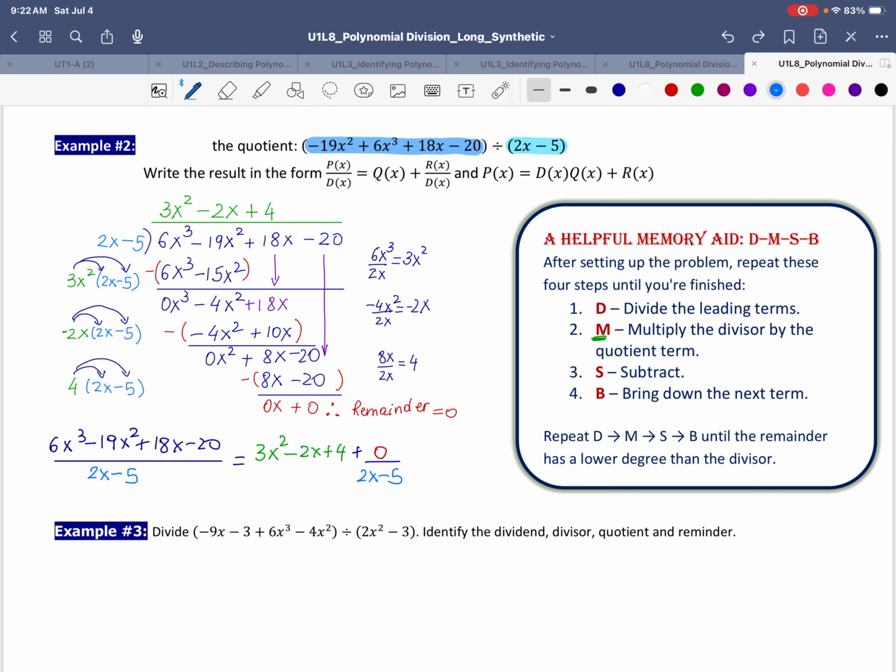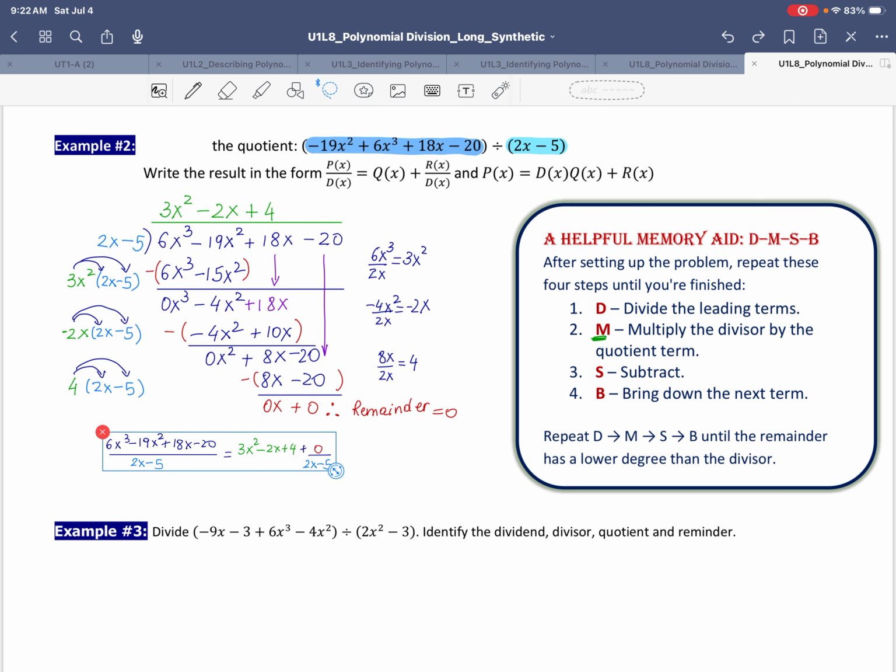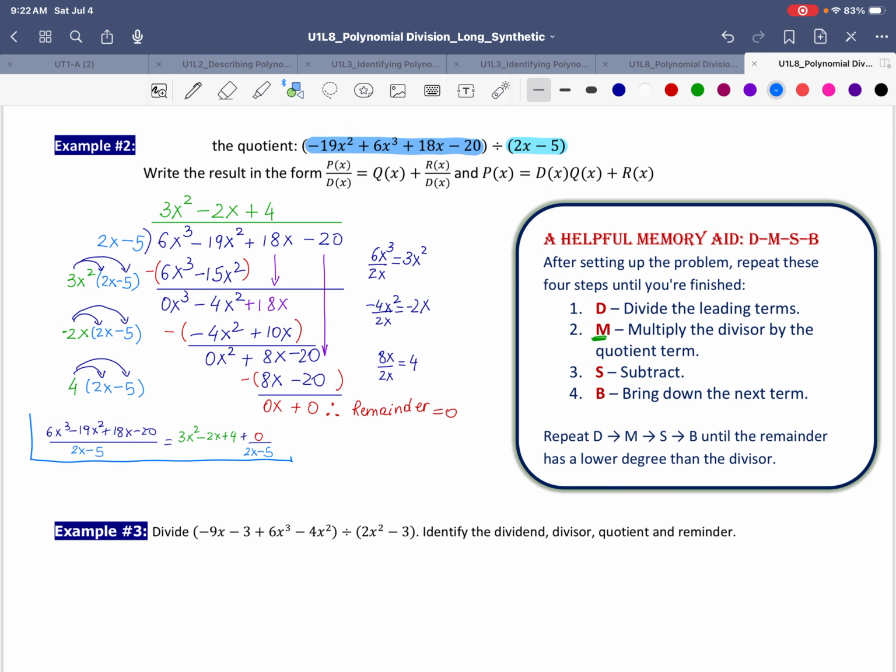I'm going to rewrite this whole thing one more time because I want us to see something kind of interesting that we're going to have to use in the upcoming lessons, in the next lesson, by the way. So this is the division statement. Let me rewrite the same thing in here.